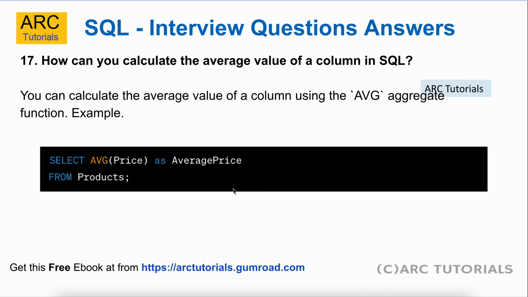How can you calculate the average value of a column? Previously I showed you there is a built-in method we can use, an aggregate function, which is AVG, which stands for average. Similarly, we have other aggregate functions like count, max, min, etc. To calculate the average, you will write select average, the field name, as average price from products.